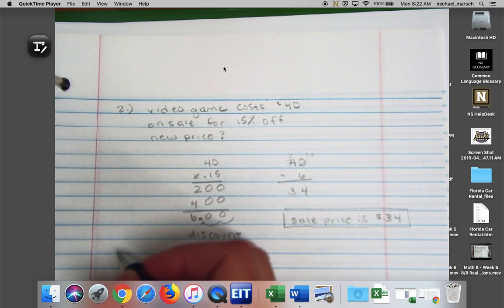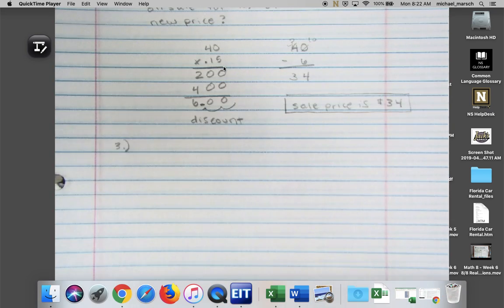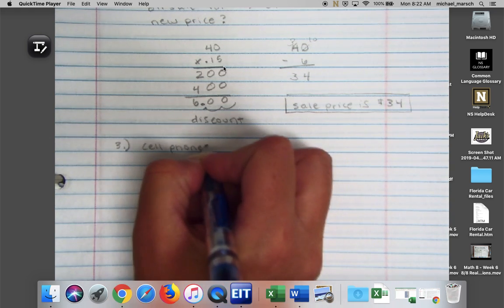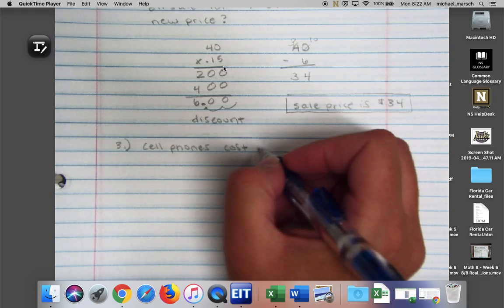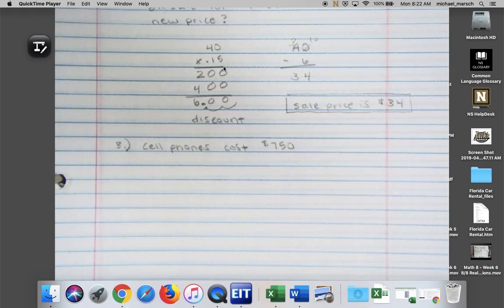Okay, how about cell phones? We all love cell phones. I don't know if you've ever talked to your parents about the actual cost of a cell phone, but they're not cheap. I mean, it's a computer. You're basically carrying a computer around. So I did some research, and cell phones can cost somewhere around $750. That's probably why your parents get so upset that you break it, crack it, lose it, whatever, because they're just not cheap, okay?